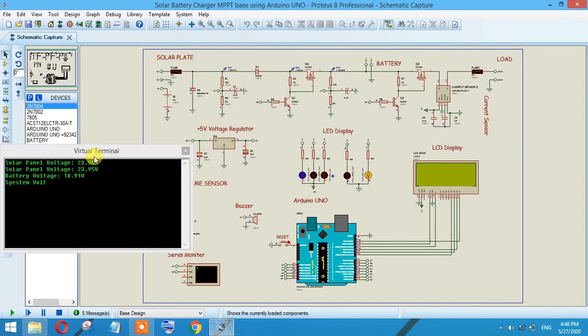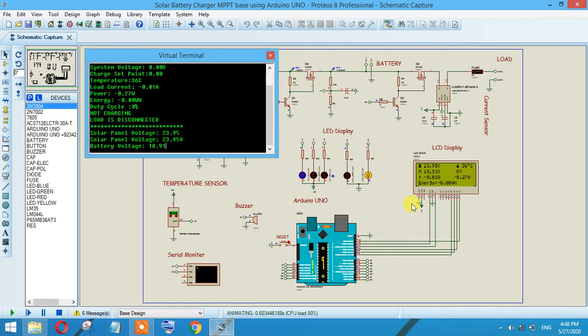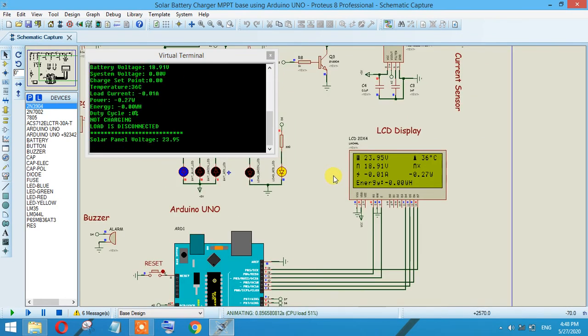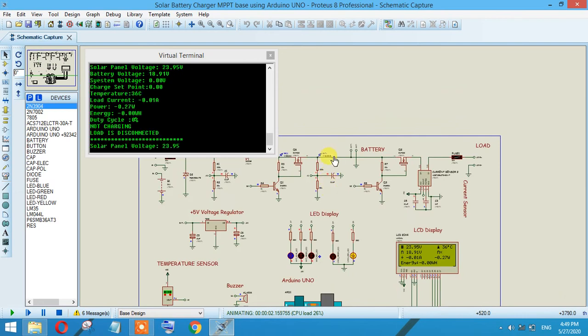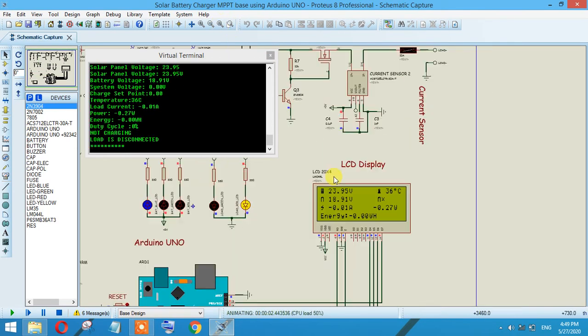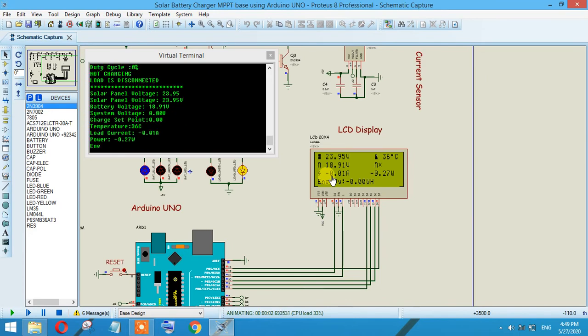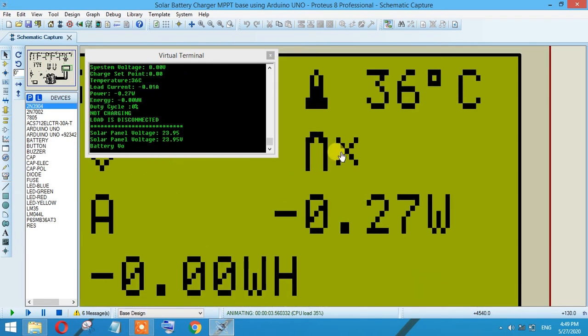Okay, this is how it looks. You are getting 23.95 volts from the solar panel, and you are giving 18.91 volts to the battery, and I am displaying both voltages over here. This is the voltage that you are giving to the battery, the temperature is 36 degrees, and the battery is not charging. This is basically showing whether the battery is charging or not.